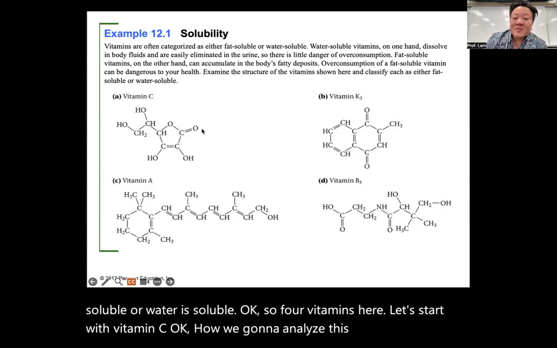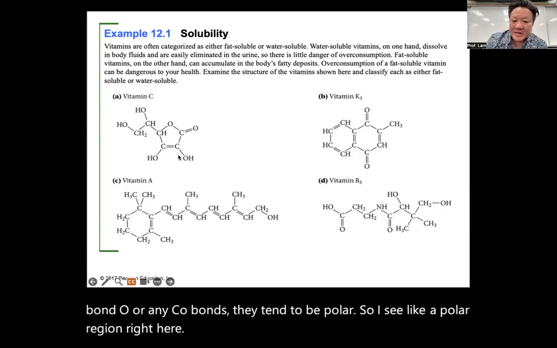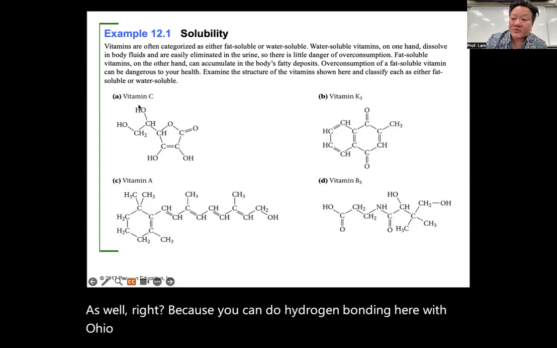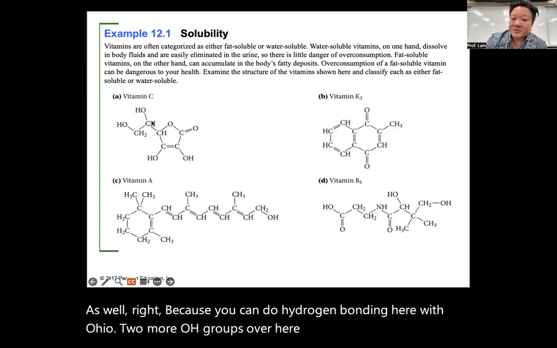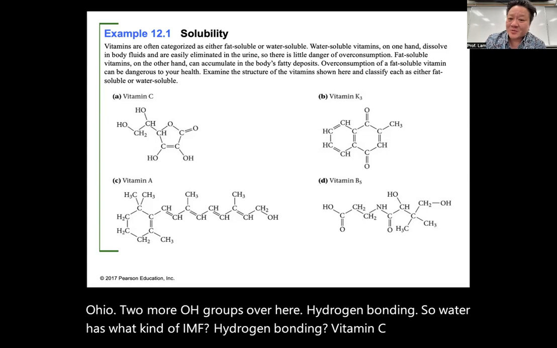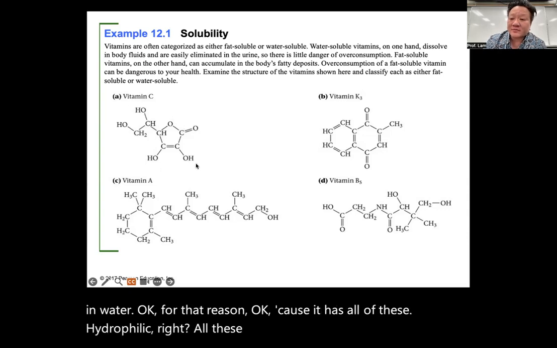Remember, the C double bond O or any CO bonds, they tend to be polar. I see a polar region right here. OH as well, right? Because you can do hydrogen bonding here with OH. Oh, two more OH groups over here. Hydrogen bonding. So water has what kind of IMF? Hydrogen bonding. Vitamin C is very soluble in water for that reason, because it has all of these hydrophilic, polar groups around the molecule.